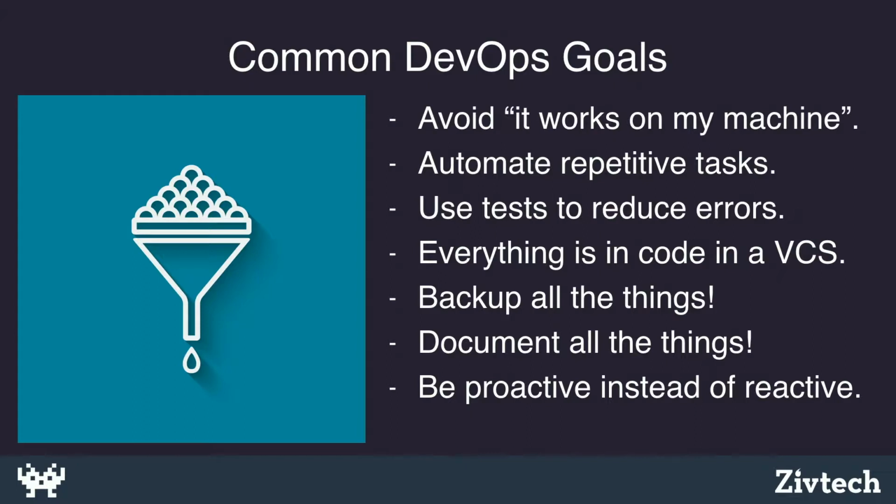We're going to use tests during this process to reduce errors and provide a better quality of code out of the box for our clients. Everything is in code, and everything that's in code is going to be in a version control system, so we have some sort of history as to what's going on. Back up all the things. Backups are very important to a successful DevOps workflow. And then we also want to document all the things.